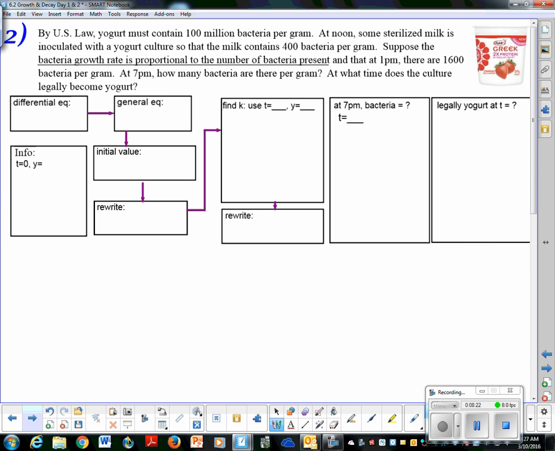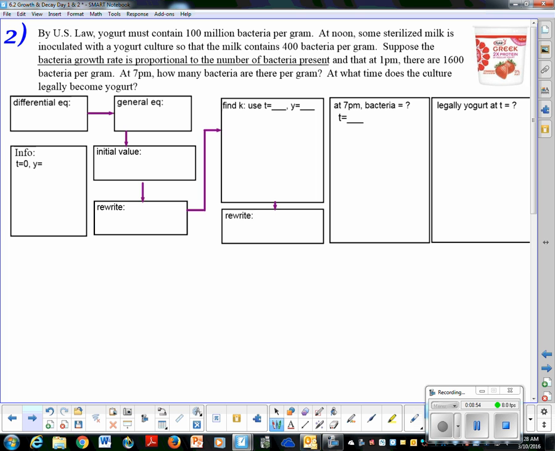All right, by US law, yogurt contains 100 million bacteria per gram. That would be, if you wanted to label some yogurt as yogurt, you would need 100 million bacteria per gram. And here's the scenario. At noon, some sterilized milk is inoculated with a yogurt culture so that the milk contains 400 bacteria per gram. Suppose that the bacterial growth rate is proportional to the number of bacteria present.